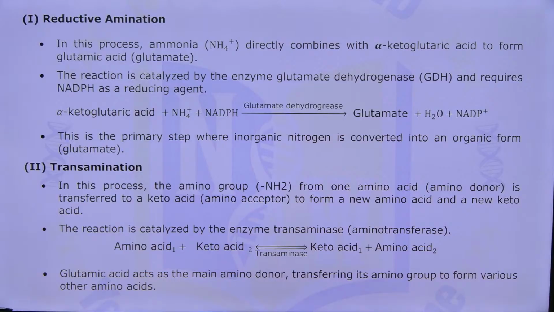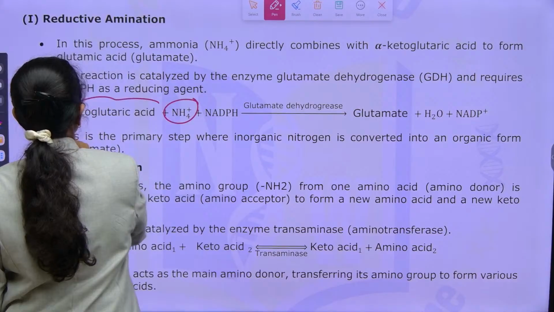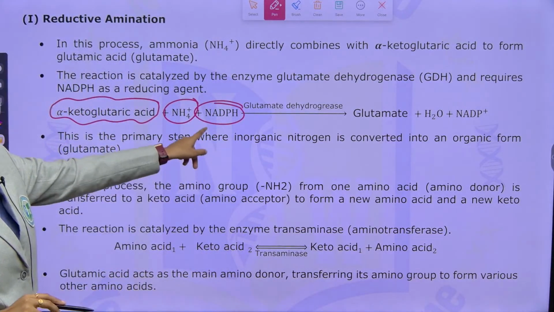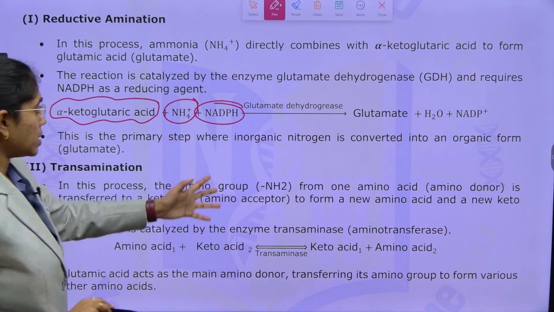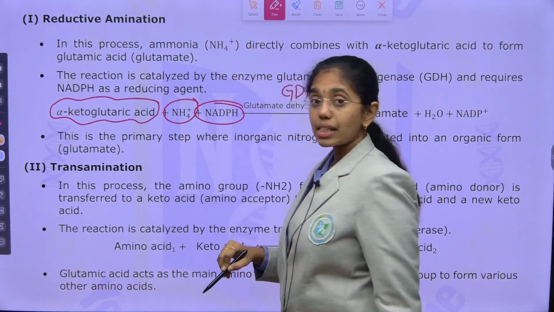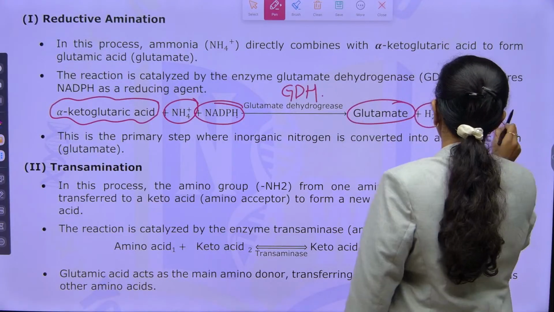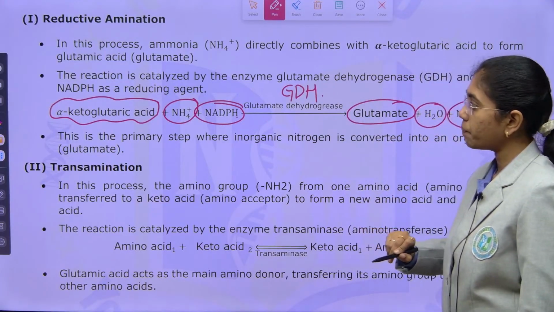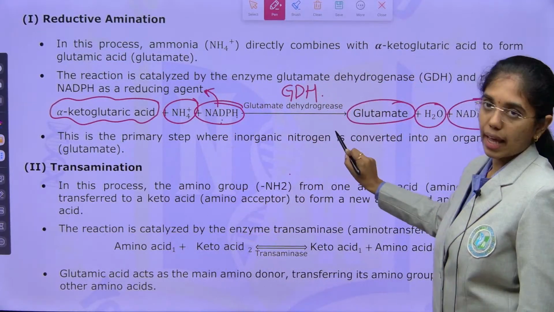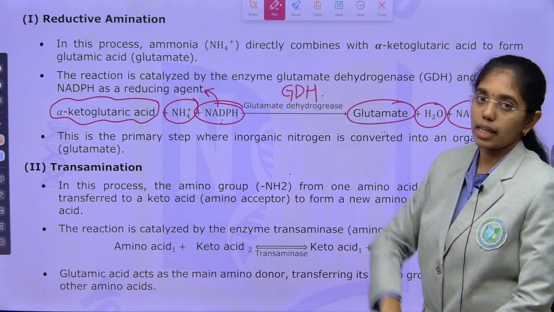In reductive amination, what happens is ammonium ions will combine with alpha ketoglutaric acid in the presence of the reducing energy, that is NADPH, and the enzyme glutamate dehydrogenase. This is the enzyme. This gets converted to what? Glutamate, water, and this will be oxidized to NADP plus. Here NADPH is acting as what? Reducing agent. Remember the reaction first. If you remember the reaction, then you can easily explain.